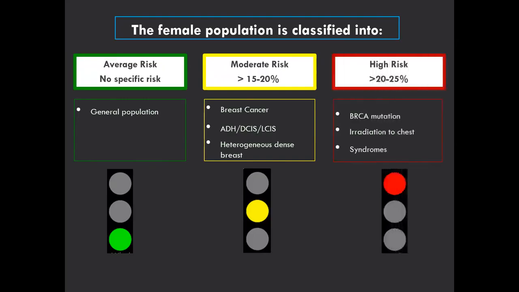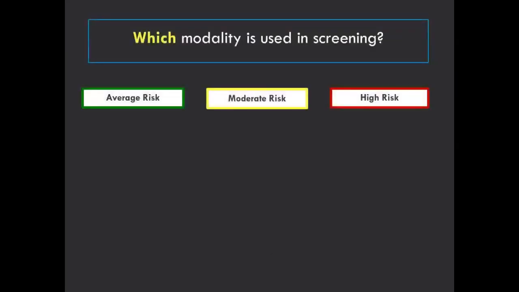The third group is the high-risk individuals who have a risk which is 20 to 25% higher than the general population, and these include patients who have a BRCA mutation, patients who have received direct irradiation to the chest while they were young, and patients who have specific syndromes which combine lesions in the endometrium, the ovary, and the GIT with breast cancer.